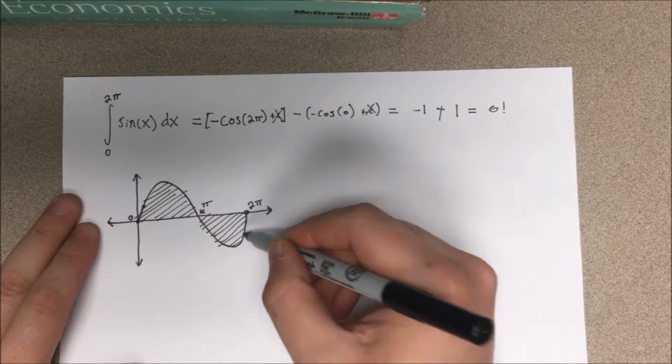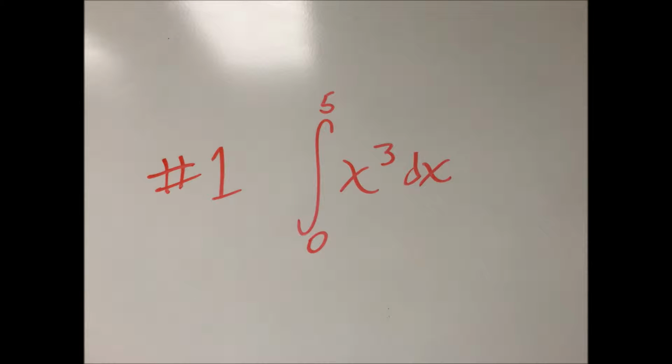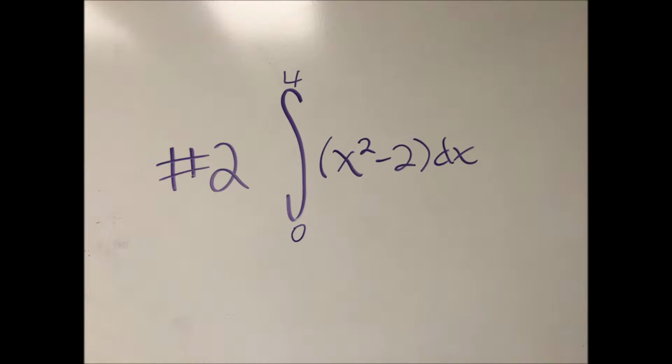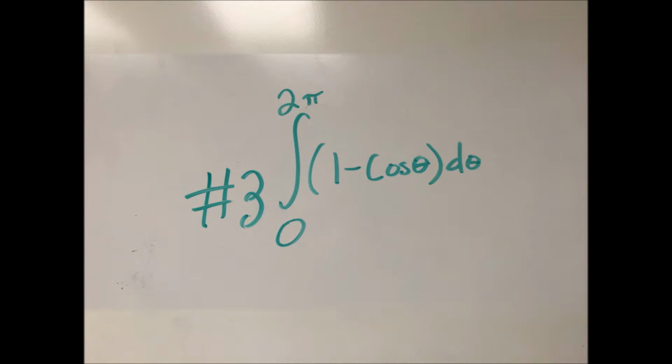Now that we've gone over 2 examples, here are 3 for you to try on your own. These are similar to the book problems, and if you have any troubles, ask fellow students or Mr. Haug. For your first question, you'll be taking the integral from 0 to 5 of x cubed dx. For the second, you'll take the integral from 0 to 4 of x squared minus 2 dx. And for the third, you'll be taking the integral from 0 to 2 pi of 1 minus cosine theta d theta.